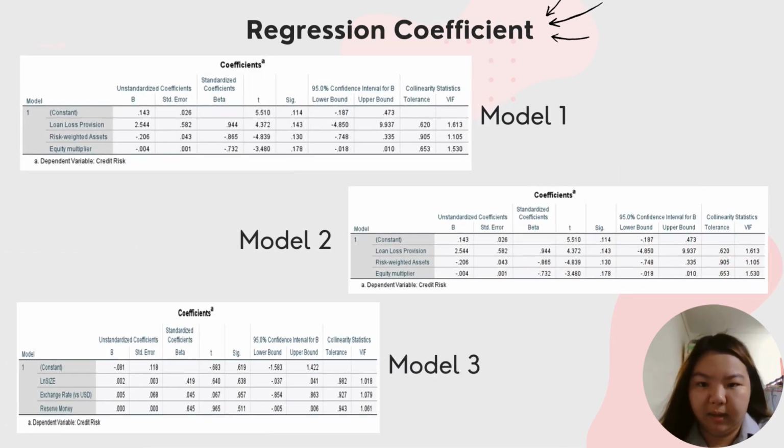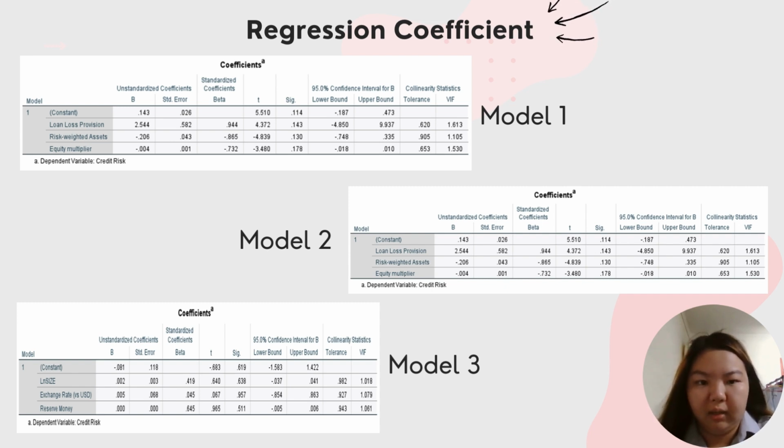In model 1, the equity multiplier, risk-weighted asset, and loan loss provision have p-values of 0.143, 0.13, and 0.178. In model 2, the GDP, interest rate, and reserve money have p-values of 0.978, 0.939, and 0.577. For model 3, the firm size, exchange rate, and reserve money have p-values of 0.638, 0.957, and 0.511. Overall, models 1, 2, and 3 show that there are no variables significant to the credit risk, with p-values of more than 0.1. The study by Ropella 2007 found similar results, proving that more variables and data need to be considered.